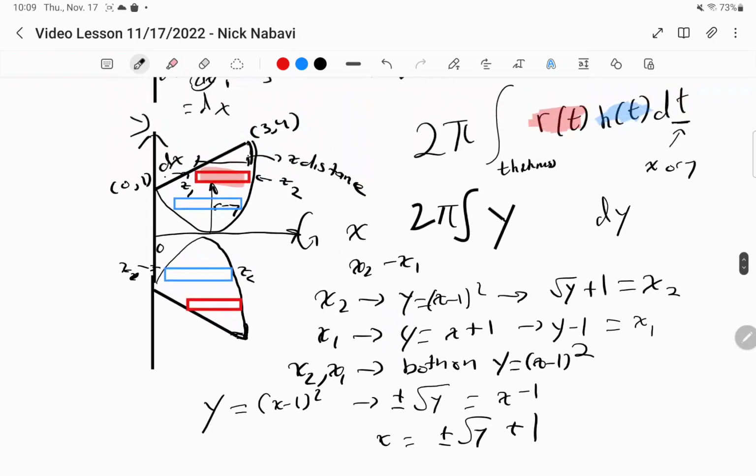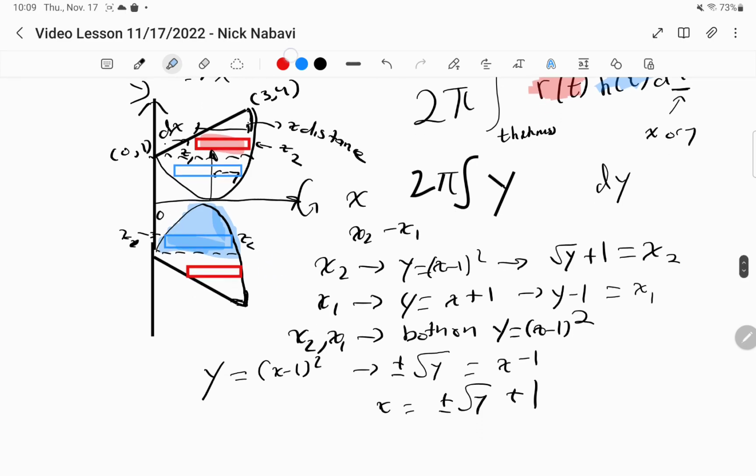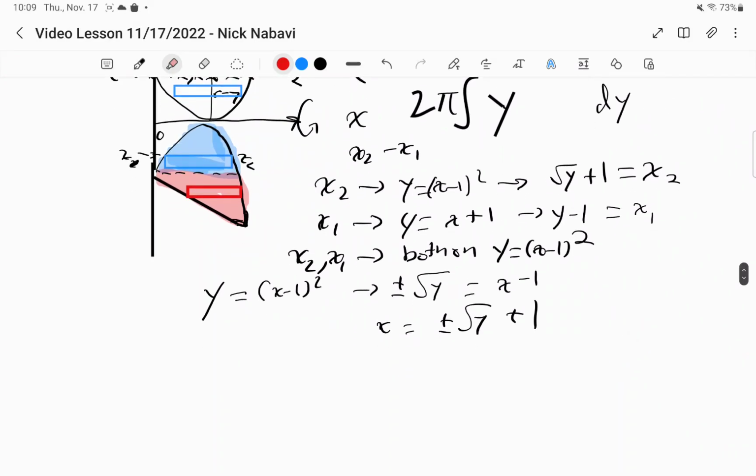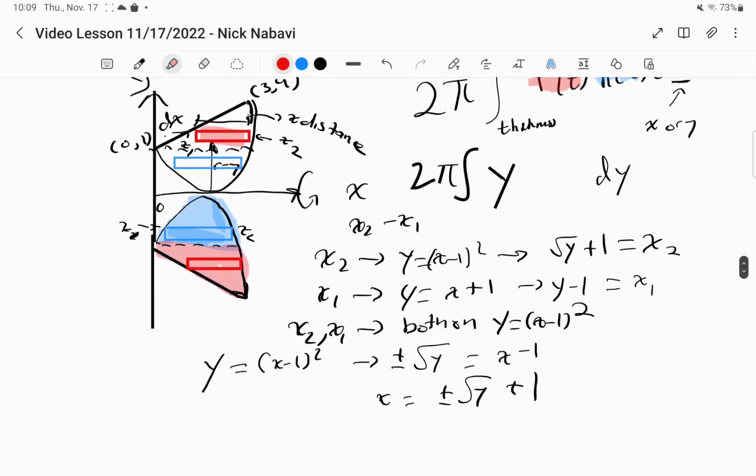Okay, so let's draw a line here. Let's look at this graph actually, this one's a bit cleaner. Over this section, we see that x2 and x1, to find the height, are both on the parabola. But in this section, it's not the case. The x2 is on the parabola and x1 is on the line. So in order to find the volume here, we're going to split this integral up.